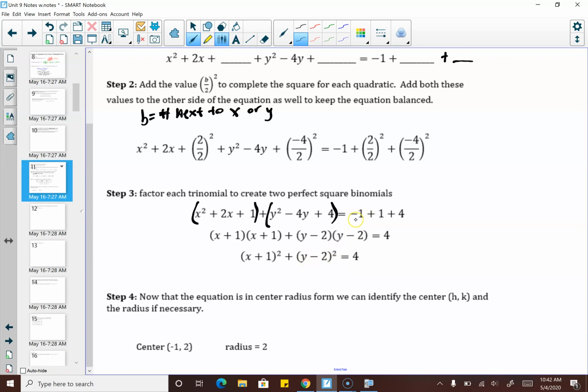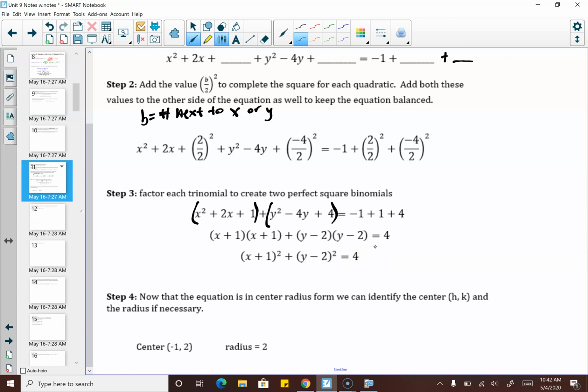And then if you look here, negative 1 plus 4 gives us 4. And now we have ourselves the equation of a circle in center radius form. We know our center has the opposite sign, so the center is negative 1, positive 2, and the radius is the square root of that number it is equal to, and the square root of 4 is 2. All right, so that's how we're going to use completing the square.